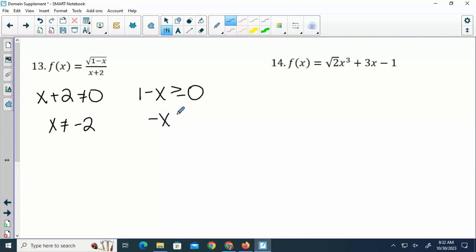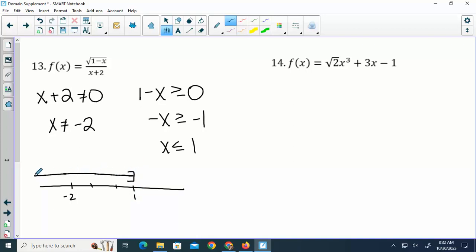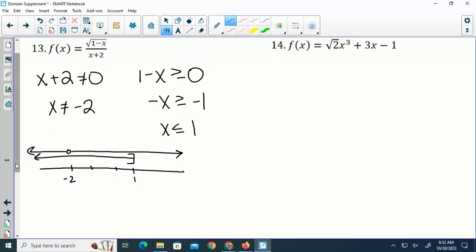This one, if you subtracted your 1, you end up dividing by a negative, which flips it. So you get x is less than or equal to 1. So think about what this says. Less than or equal to 1. Everything's smaller than 1. But this one can't be -2. So you are looking for the overlap here. When you write your interval, you're giving me the pieces that make both of them true. So everything less than -2 works for both of them.